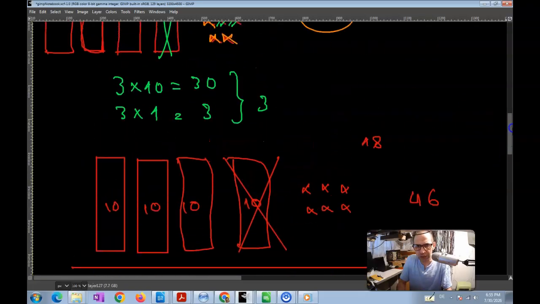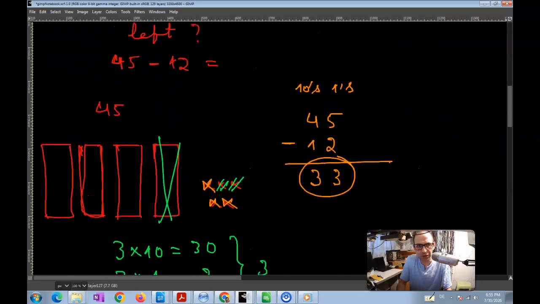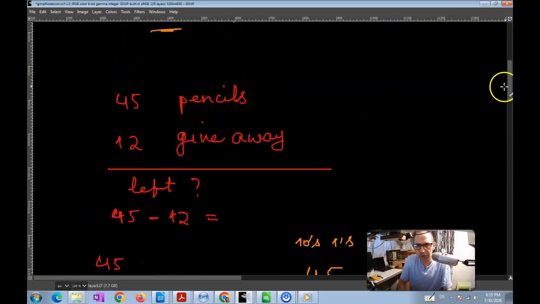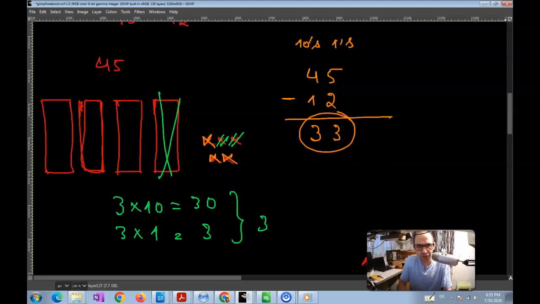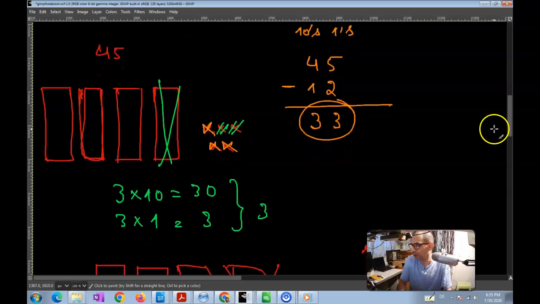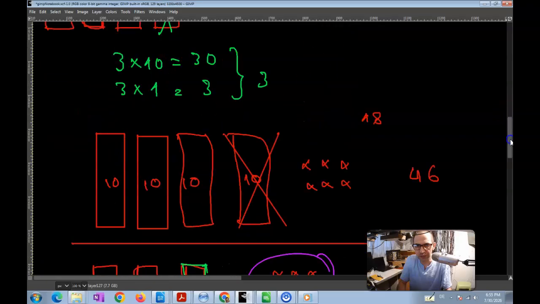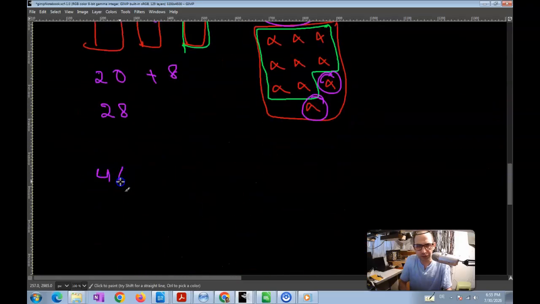So what remains is a 28, right? Which means we had 46 flowers, and we had to take away 18 of them, and what we are left with is 28. And if you do the calculation, 46 minus 18 is 28, right?